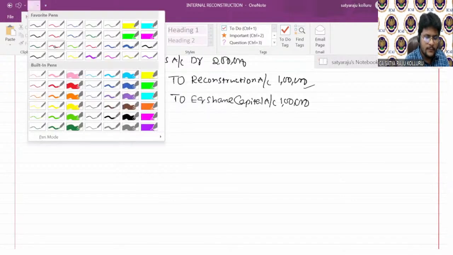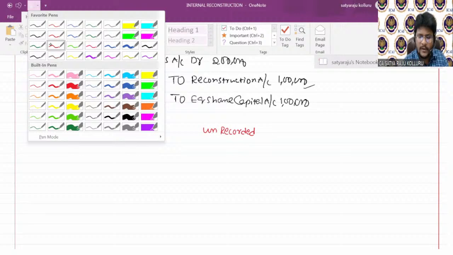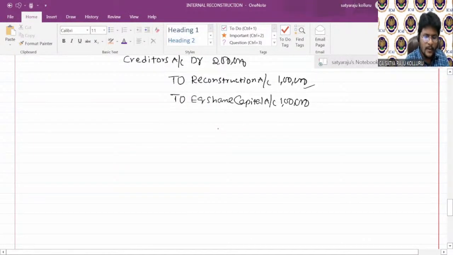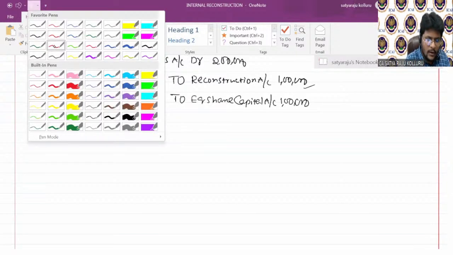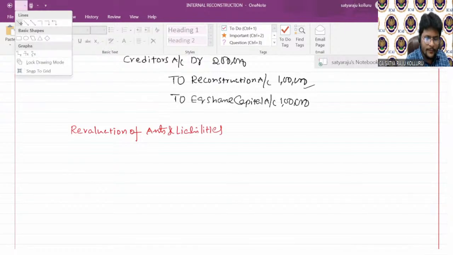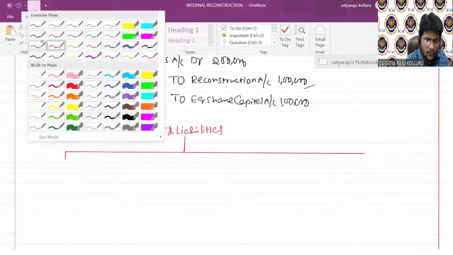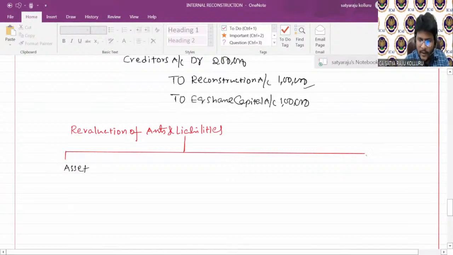Sir, in case of unrecorded assets or liabilities realized. Before that, first let me explain this. You know this part, right? Revaluation of assets and liabilities. In case of revaluation of assets and liabilities, how should we deal with it, guys? If such revaluation is related to an asset, or if the revaluation is related to a liability, which is nothing but reassessment of liability.